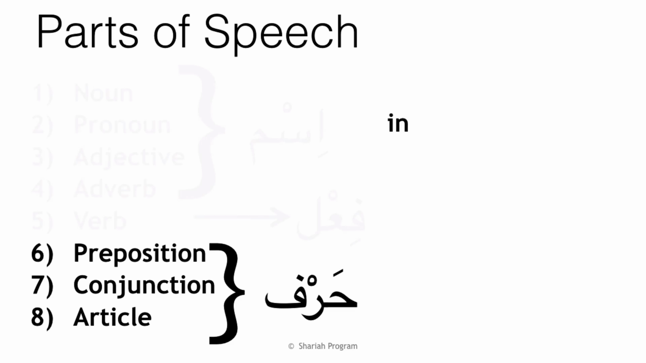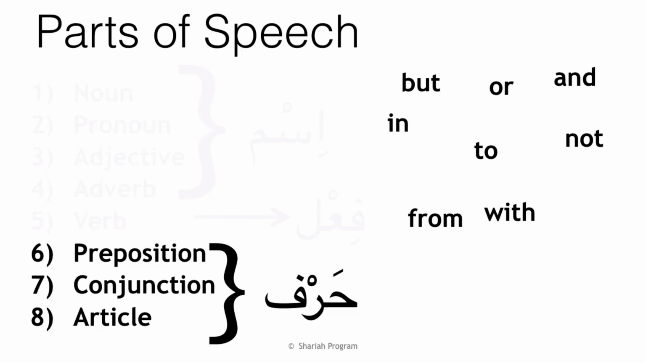Okay, so we can start by throwing up some prepositions, conjunctions, and articles on the screen. So we have the word "in", which is a preposition, indicates containment. And then this "from", which is another preposition, "to", "with", and "and", which is an example of a conjunction, "or", "not", "but". These are all examples of conjunctions. And then we have "a", and I think that's enough, and the word "the". So these are all examples of harf. Every one of them is a harf.